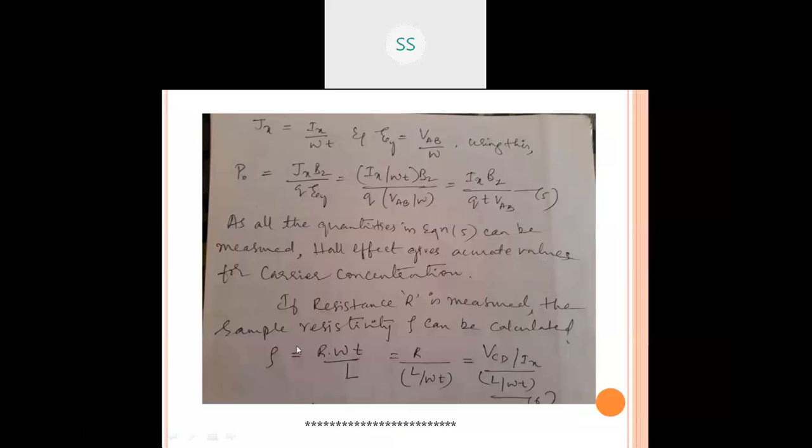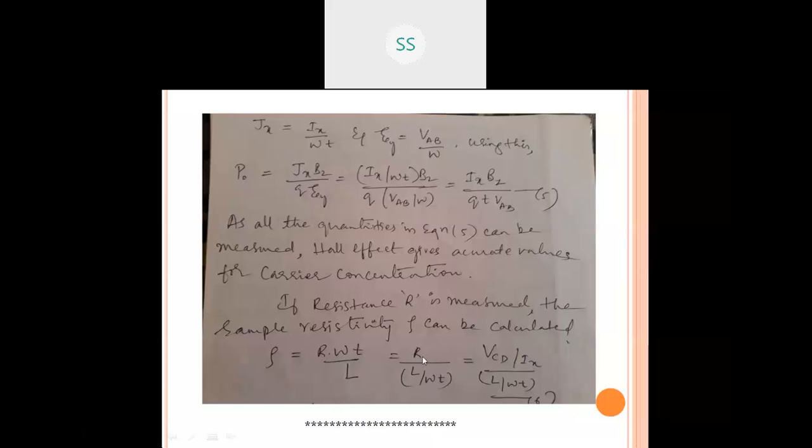Lastly, if the resistance R is measured, then it is also possible to measure the resistivity rho, because we know that rho is equal to R into W into T divided by L. If you know R, you can just substitute the other parameters also. It is just a modification of the basic terms. So this equation can be further written with R and L, W, T.